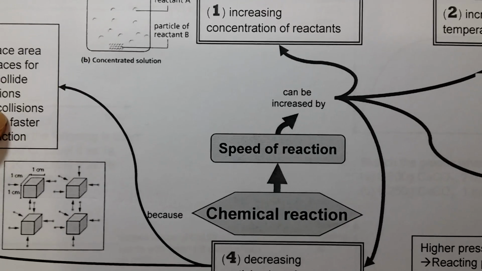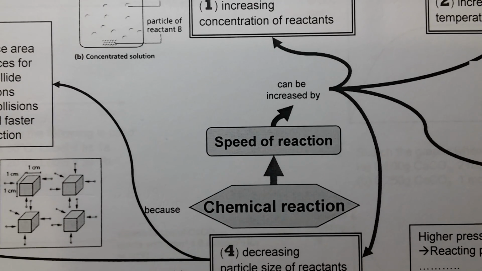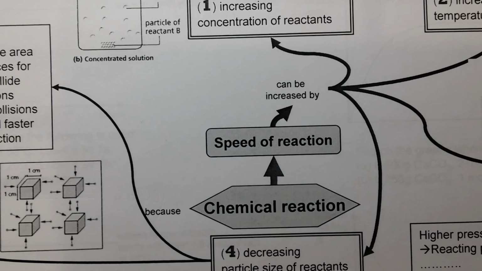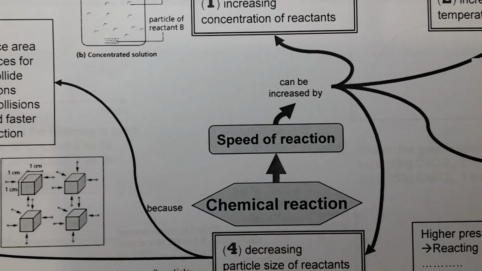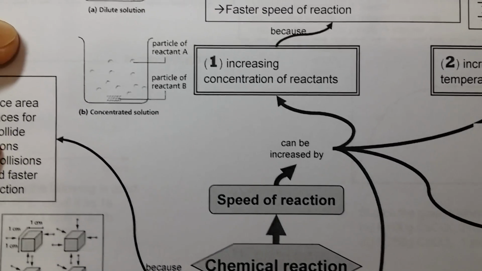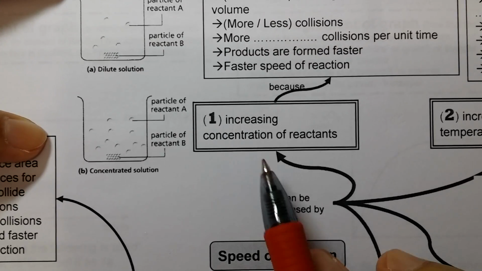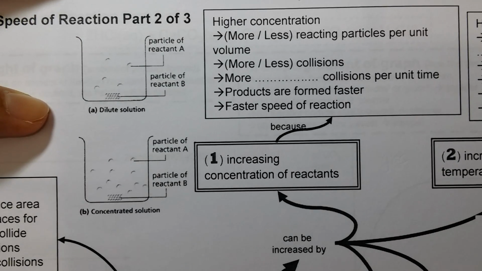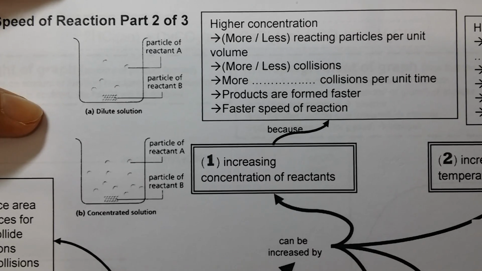So that is why in this page of the mind map, we look at what we need to do in order to make a reaction faster. There are 4 or 5 things that we can do to make a reaction faster. The first one is to increase the concentration of the reactants. So we can make a reaction faster by increasing the concentration of the reactants.